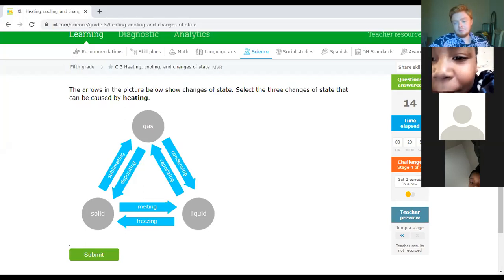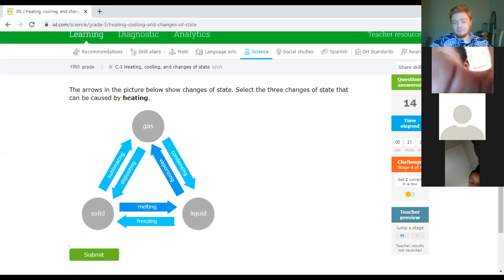I want to say vaporizing and melting. Okay, you're definitely right. Vaporizing, yep. And you're definitely right, melting. Because ice melts, turns into water. Water heats, turns into steam. It's tricky. So what would another one be? I'll give you a hint. It's one of those 2.